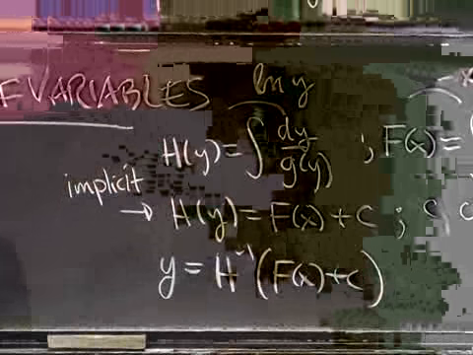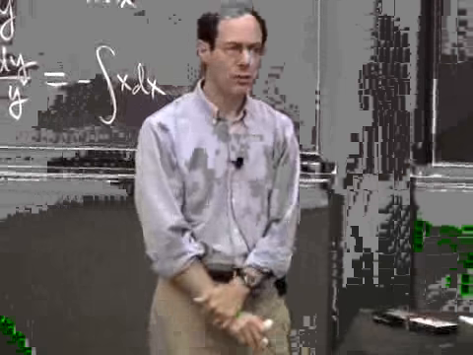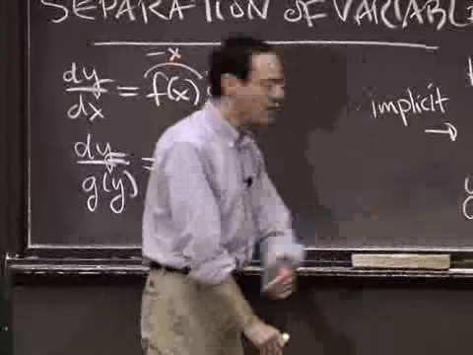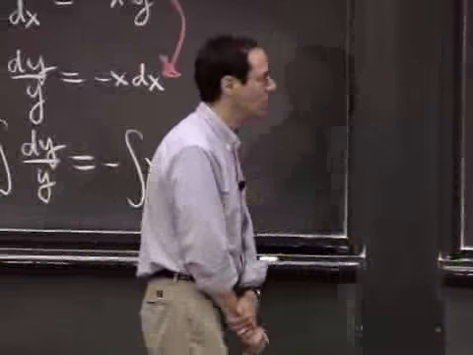Now, in real life, the calculus part is often pretty easy, and it can be quite messy to do the inverse operation. So sometimes we just leave it alone in the implicit form. But it's also satisfying sometimes to write it in the final form here.